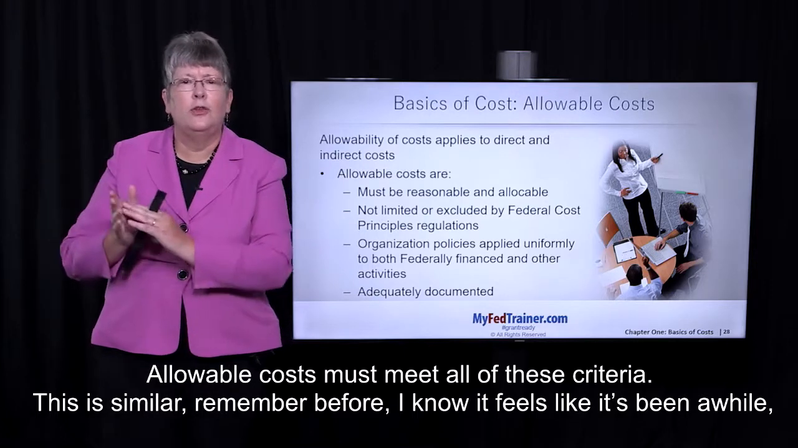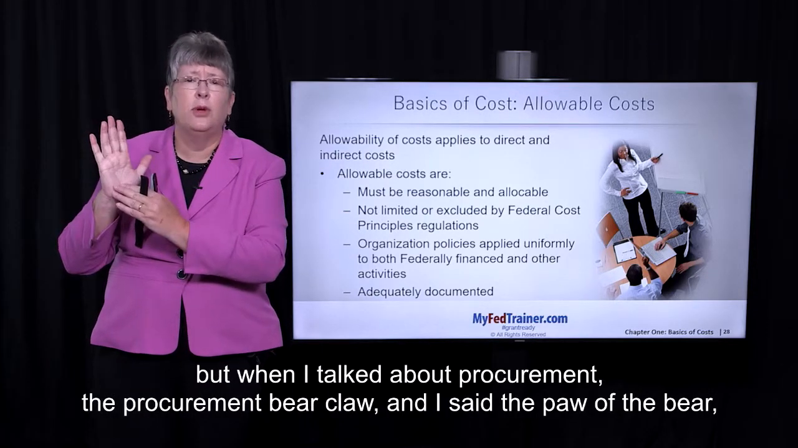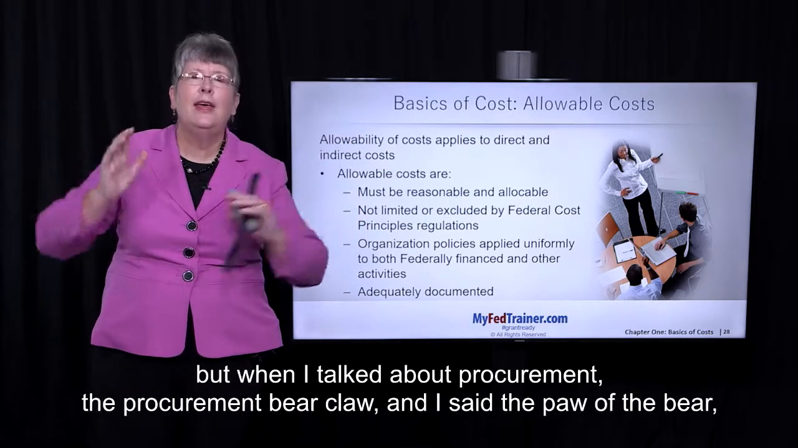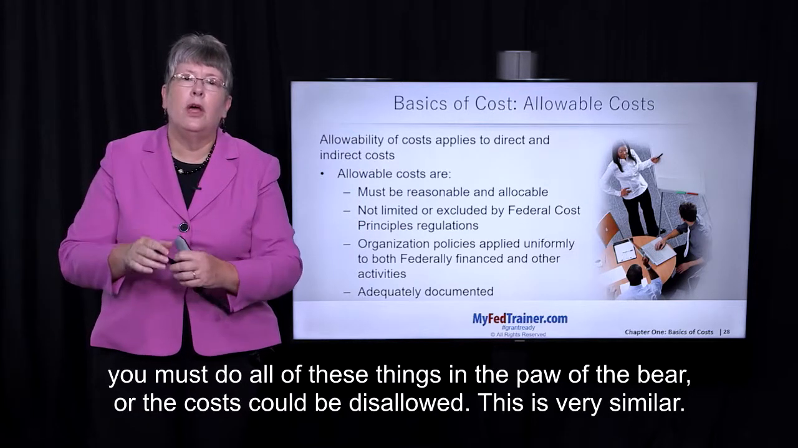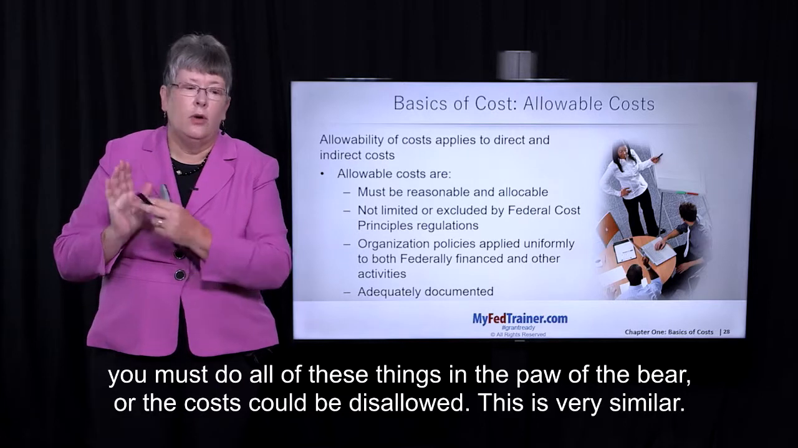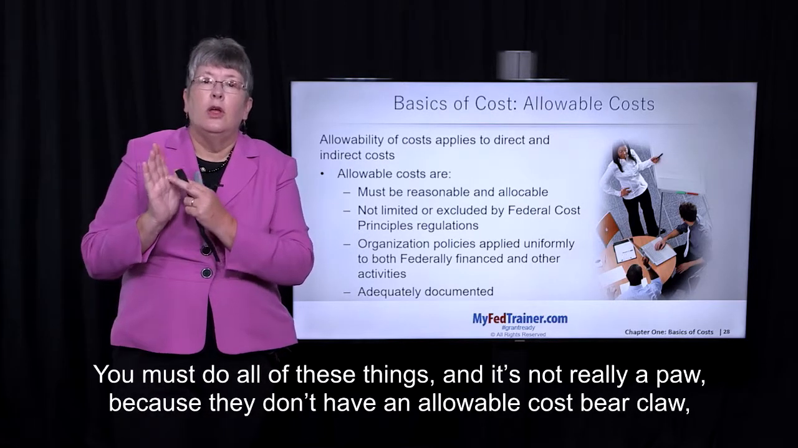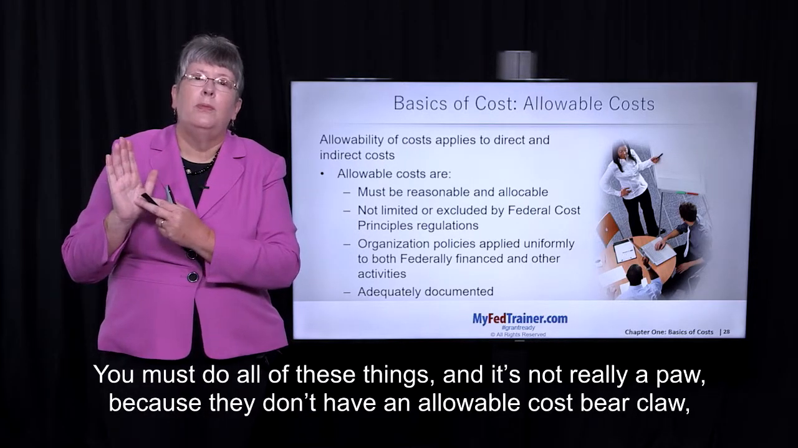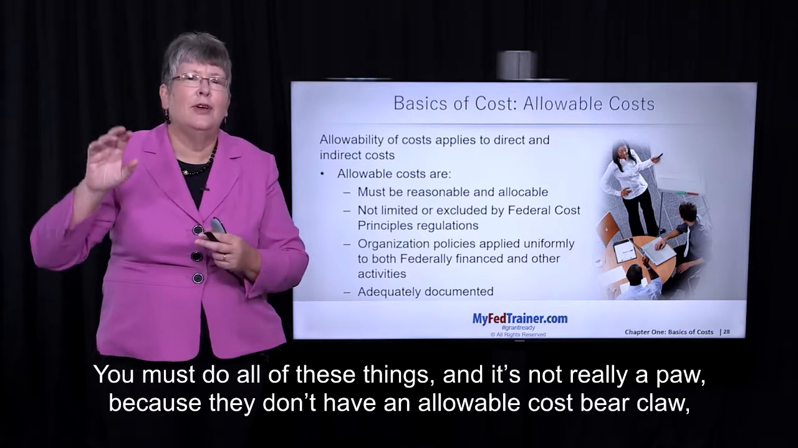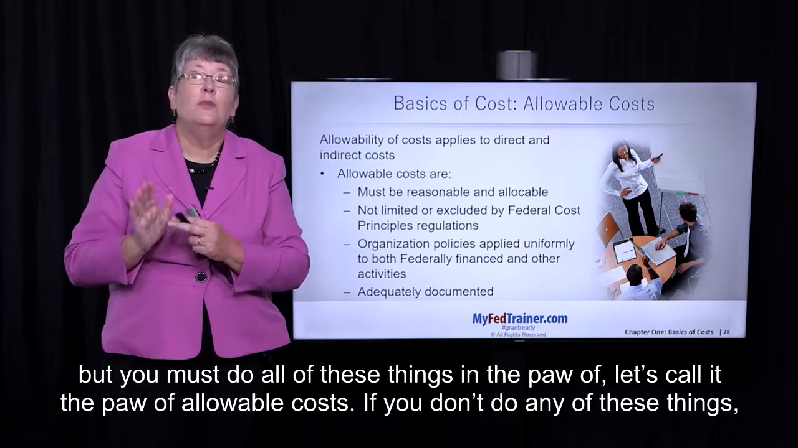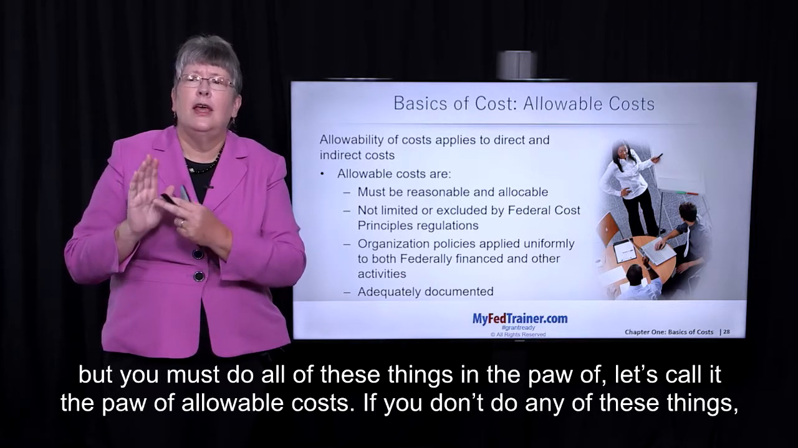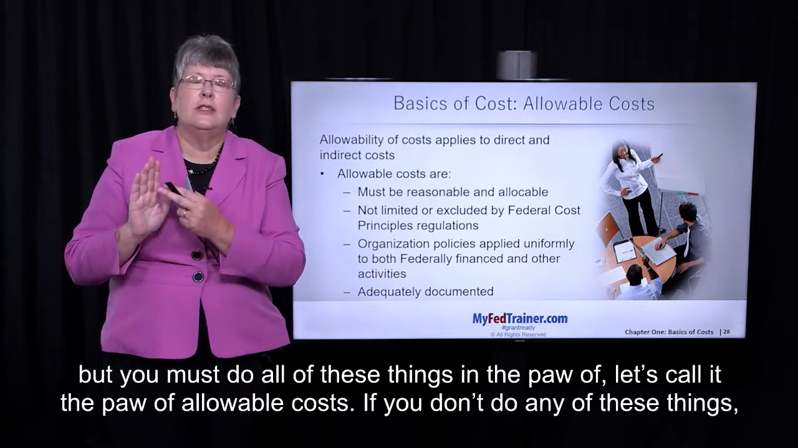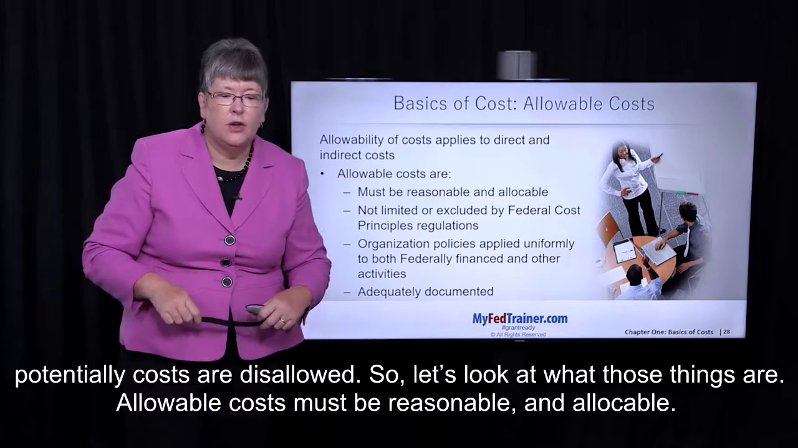I know it feels like it's been a month, but yesterday I talked about procurement, the procurement bear claw, and I said the paw of the bear, you must do all these things in the paw of the bear or the cost could be disallowed. This is very similar. You must do all of these things in the, and it's not really a paw because they don't have an allowable cost bear claw, but you must do all these things in the paw of, let's call it the paw of allowable costs. If you don't do any of these things, potentially costs are disallowed. So let's look at what those things are.